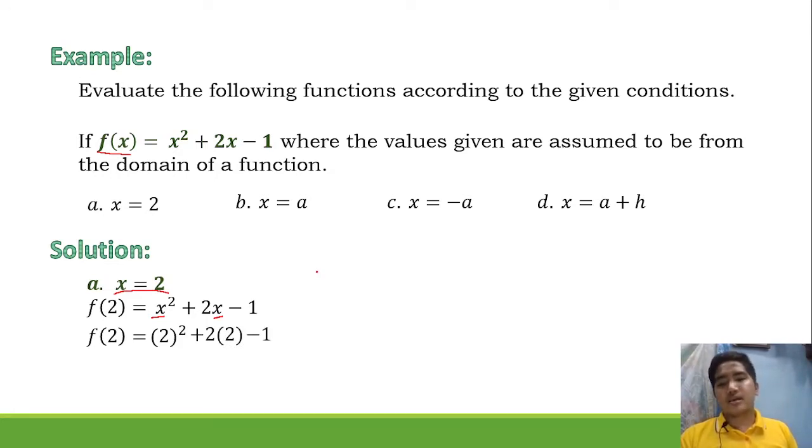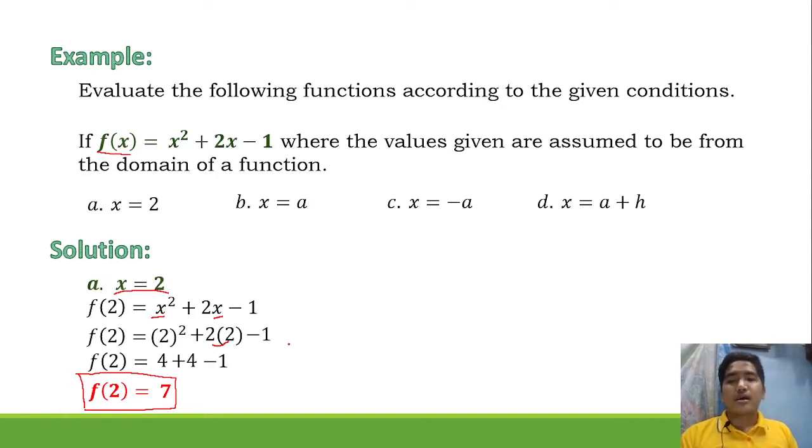Next, simplify. So f of 2 is equal to 2 squared, that is equal to 4. 2 times 2, that is equal to 4. Minus 1, we just bring down the 1. Then 4 plus 4 minus 1 is equal to 7. So this will be our final answer. f of 2 is equal to 7 in the function f of x is equal to x squared plus 2x minus 1.